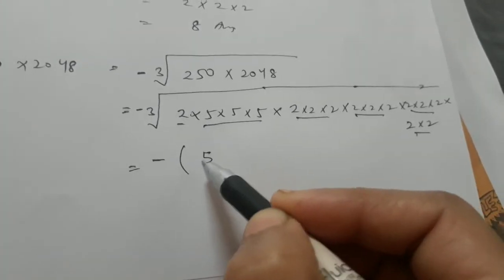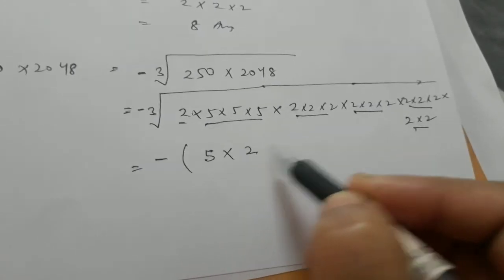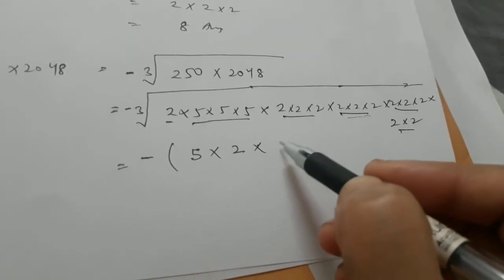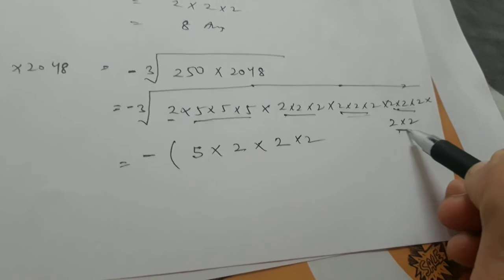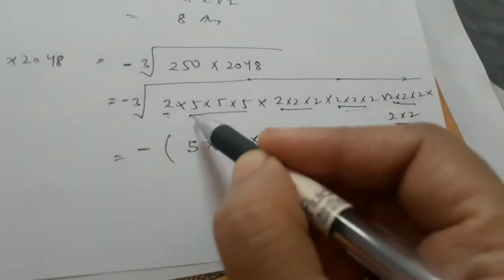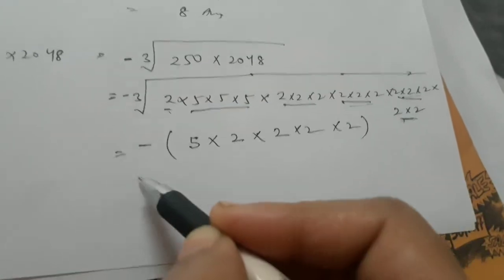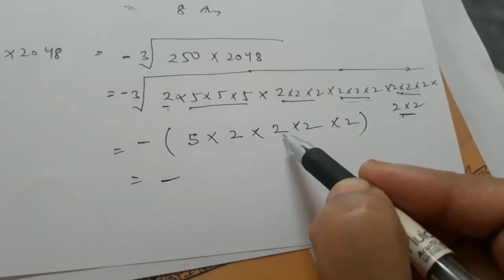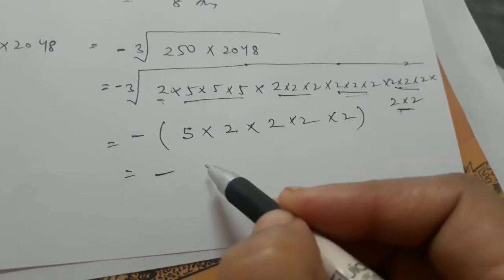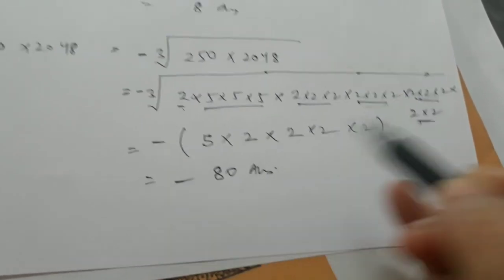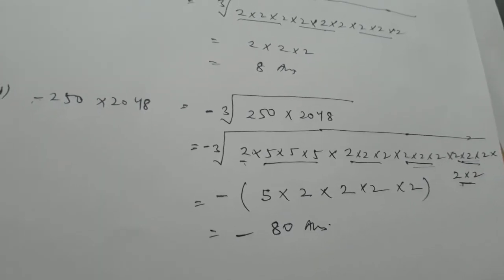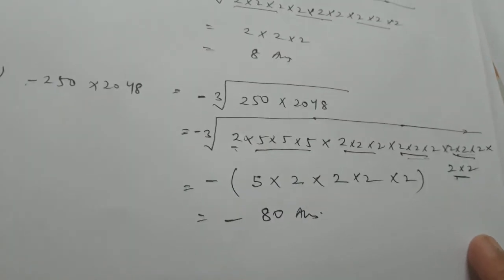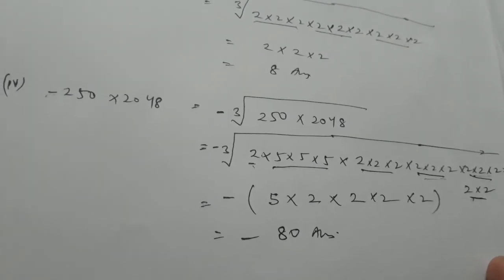From these three 5s, one 5 will come out. From these 2s, one 2 will come out. From these 2s, one 2 will come out. From these 2s, one 2 will come out, and two 2s are here and one 2 is here, so we will make it a pair. So our answer would be 5 2s are 10, 2s are 20, 2 20s are 40, and 2 40s are 80, minus 80. So we can say the cube root of minus 250 into 2048 without doing any actual multiplication is minus 80.